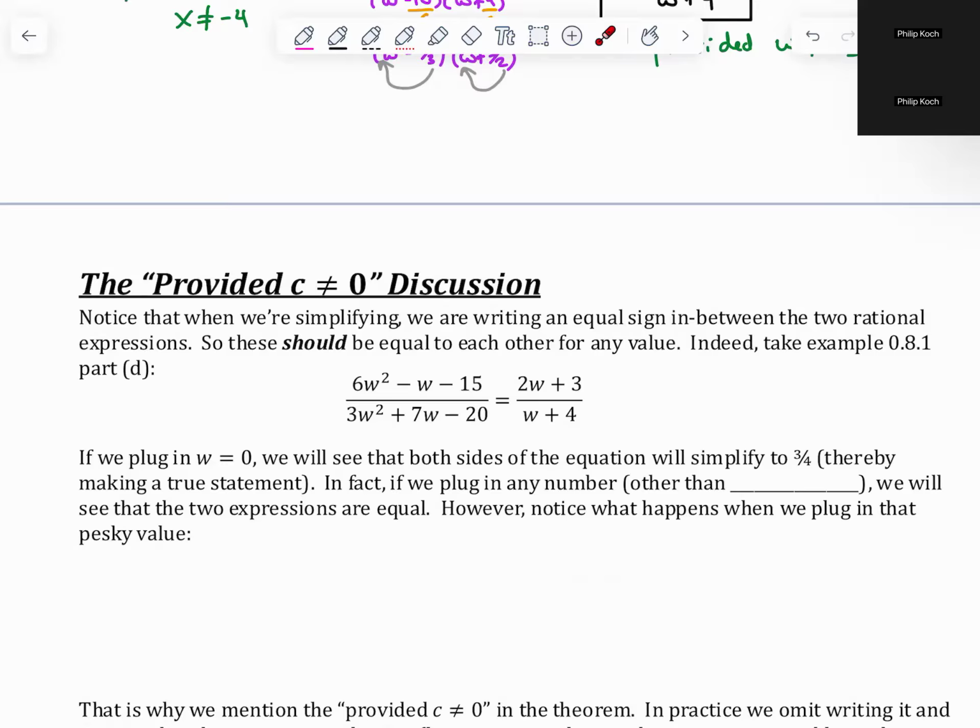If you plug in another number, you'll see that you get 5/5 or some other number over some other number, and it will end up being exactly 1. You could do this for any number other than W equals 5/3. Any number besides 5/3, and these two things are equal to each other. However, as soon as you try and plug in that pesky value, W equals 5/3, let's see what happens.